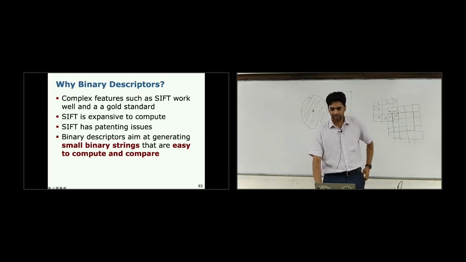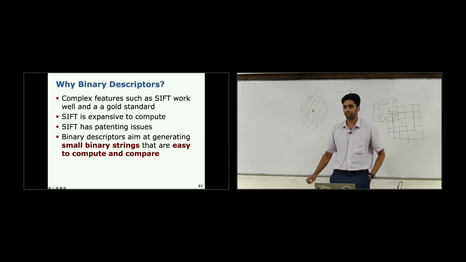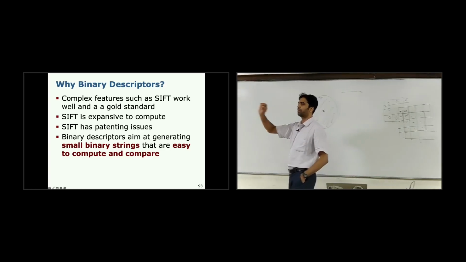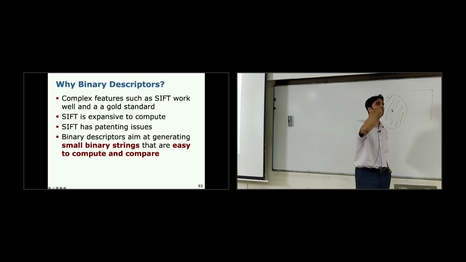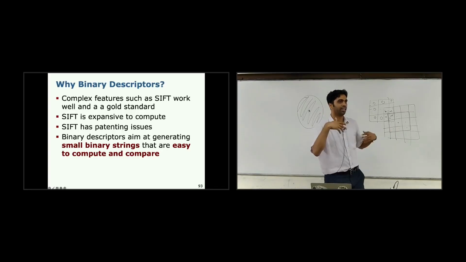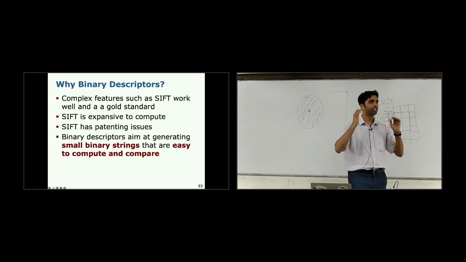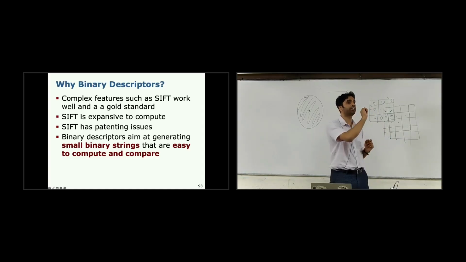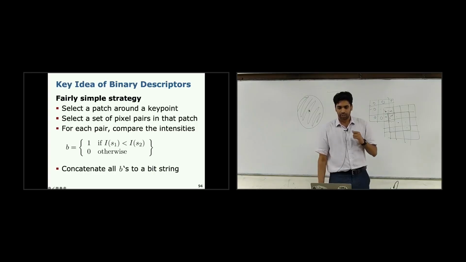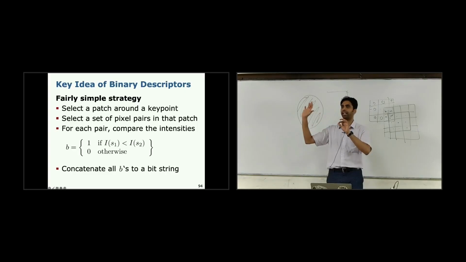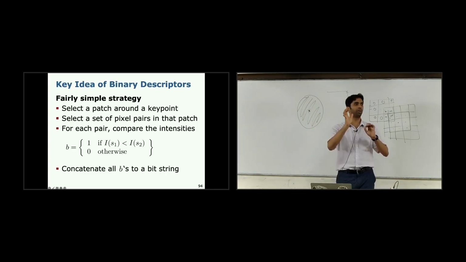So the idea of a binary descriptor is you're given an image patch and you need to come up with a string of ones and zeros which will be unique to that patch. Essentially, you're coming up with a signature for that patch, which is just a combination of ones and zeros. So the recipe for a binary descriptor is straightforward. You take a key point. You can take a key point coming from a Harris detector or a Shi-Tomasi detector or anywhere else.